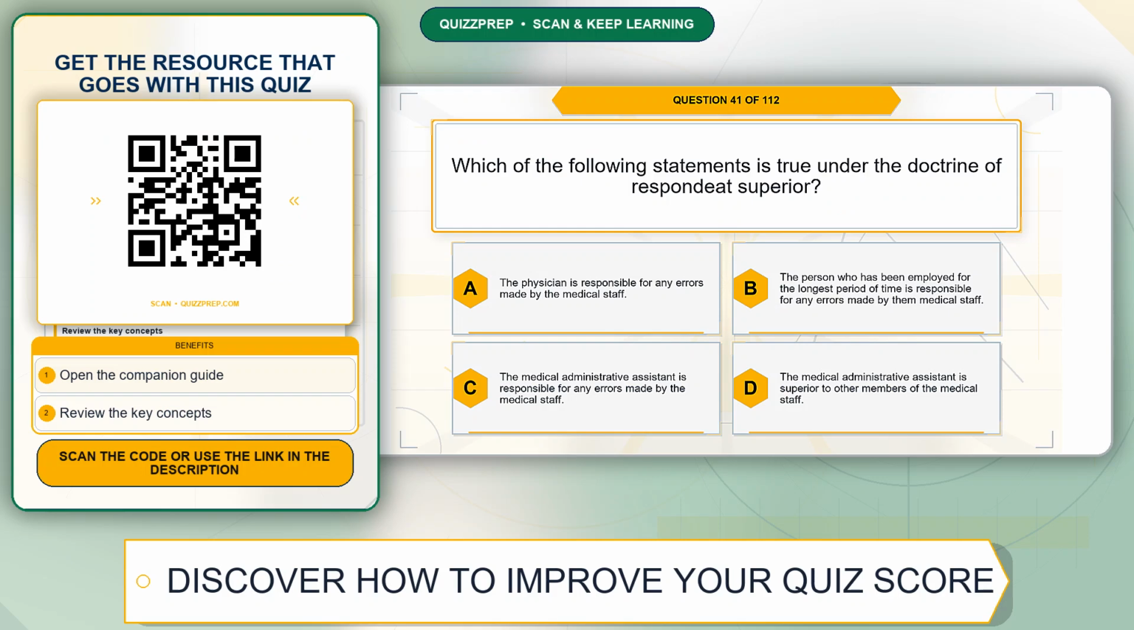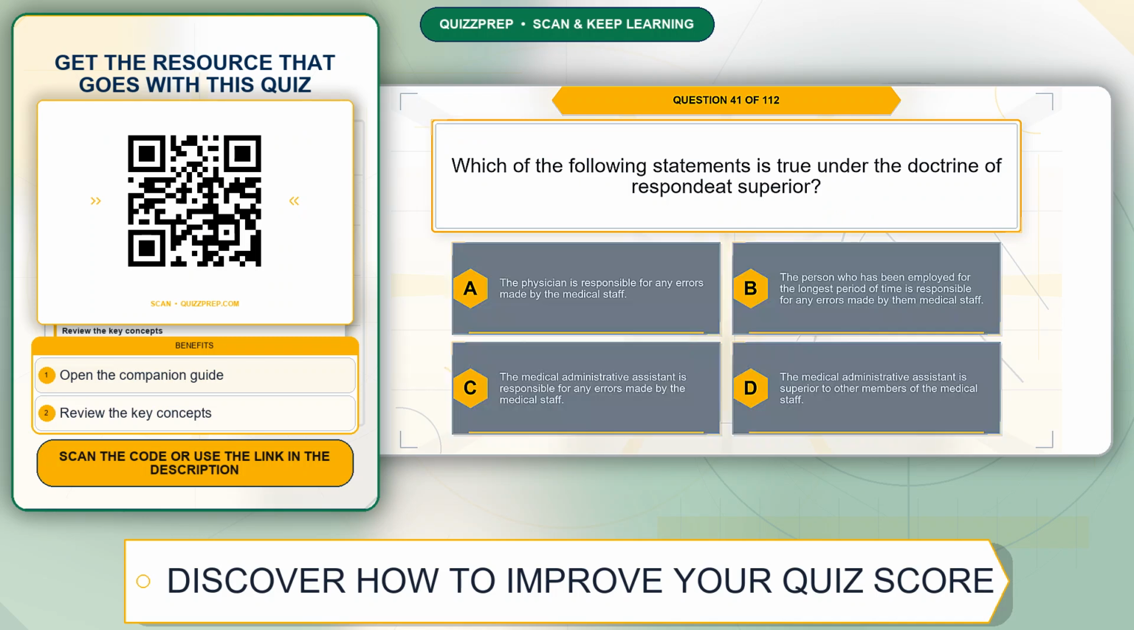Question 41. Which of the following statements is true under the doctrine of respondeat superior? Option A. The physician is responsible for any errors made by the medical staff. Option B. The person who has been employed for the longest period of time is responsible for any errors made by the medical staff. Option C. The medical administrative assistant is responsible for any errors made by the medical staff. Option D. The medical administrative assistant is superior to other members of the medical staff.